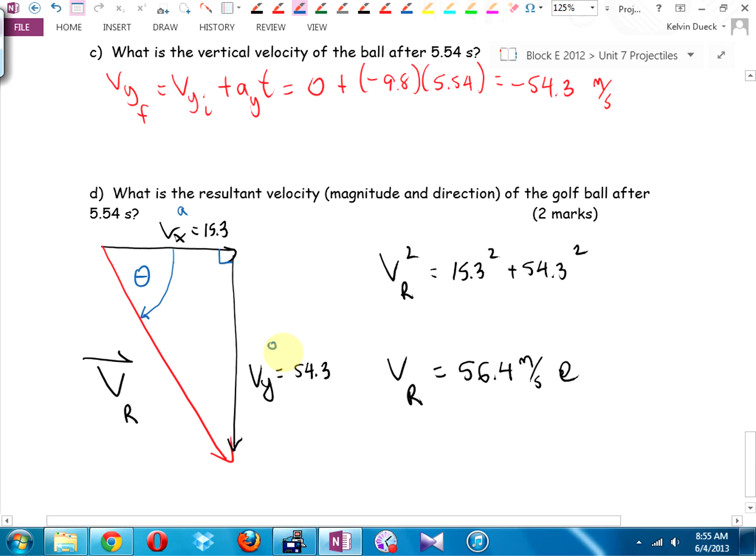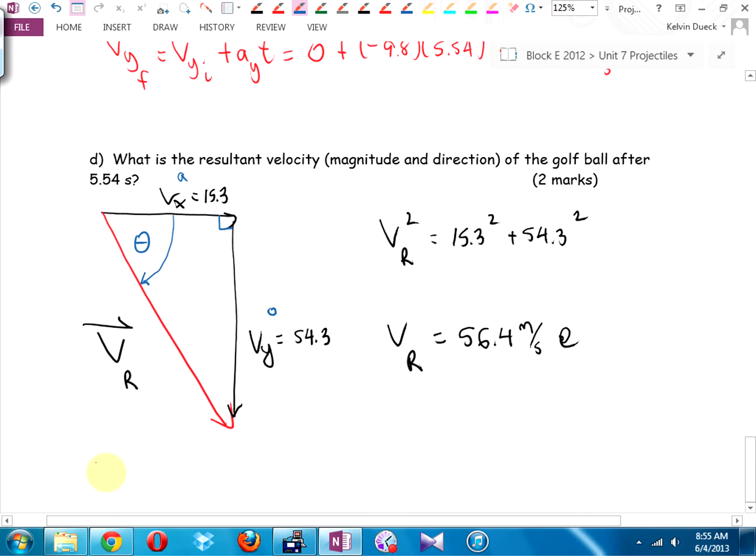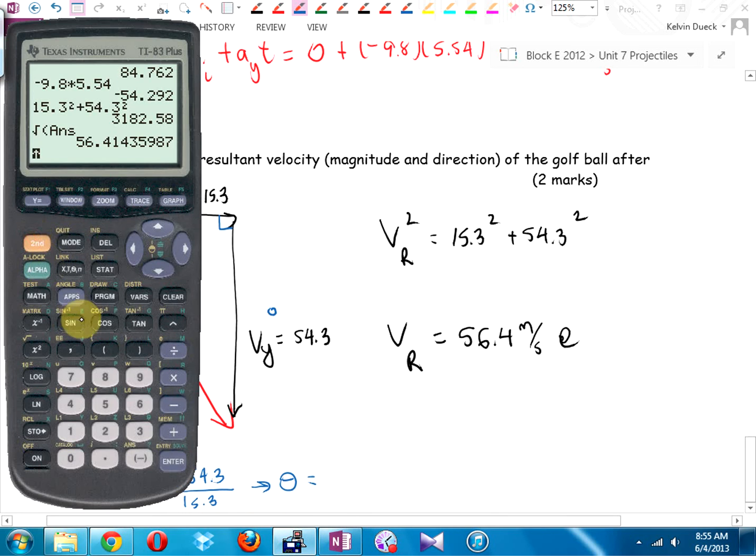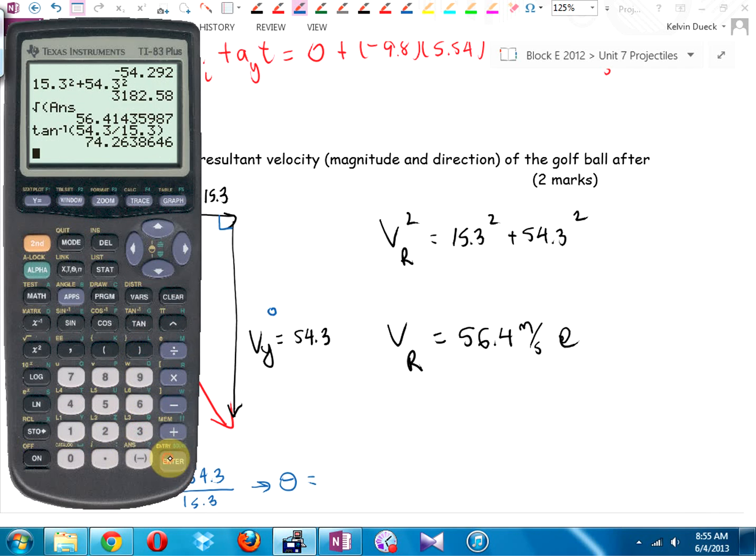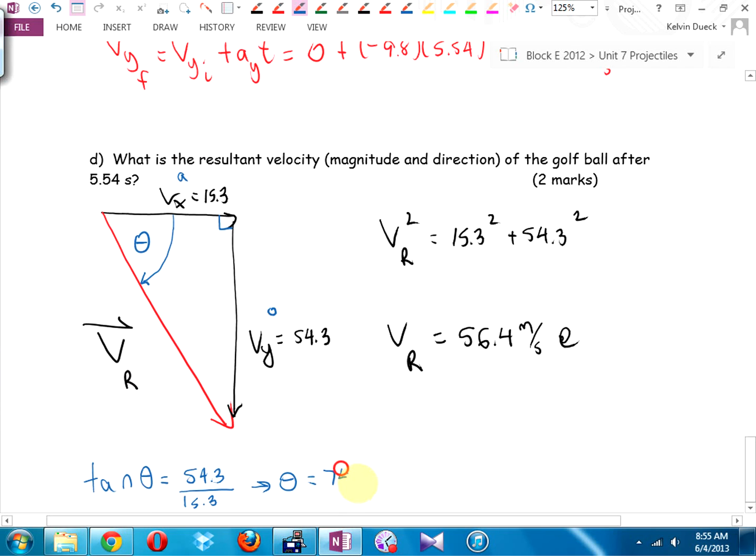What some of you did this weekend in the sun. So tan of mystery angle equals opposite over adjacent. I think the mystery angle is going to be shift tan of that, opposite over adjacent. 74 degrees, 74.3. I'll go 74 degrees. So it's going to be at 74 degrees.